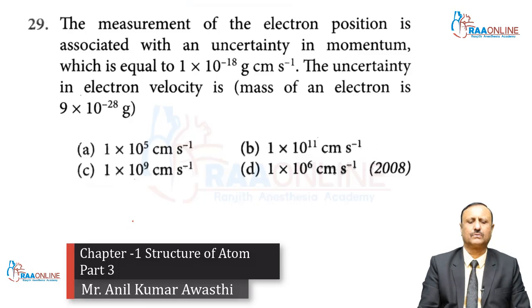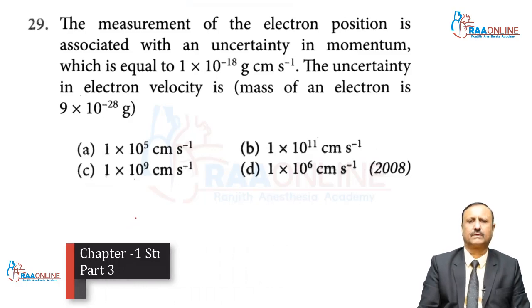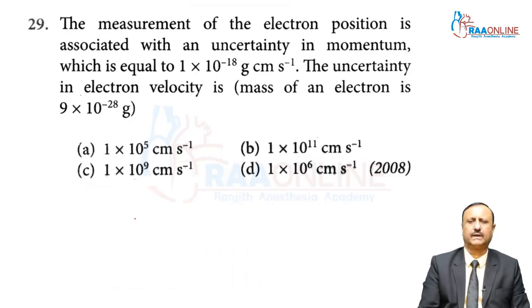Now my dear students, we can go to question number 29. Here we can see question number 29. The measurement of the electron position is associated with an uncertainty in momentum which is equal to 1 into 10 to the minus 18 grams centimeter per second. The uncertainty in electron velocity is, here my dear students, it's a question of the Heisenberg uncertainty principle. The concept and formula is delta x into delta p equal to h upon 4 pi. This is the formula of the Heisenberg uncertainty principle.